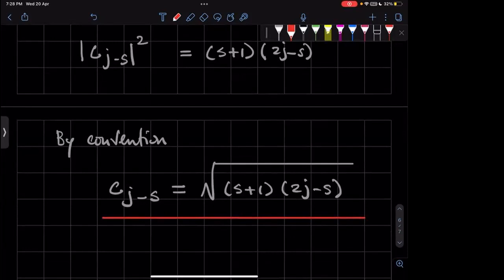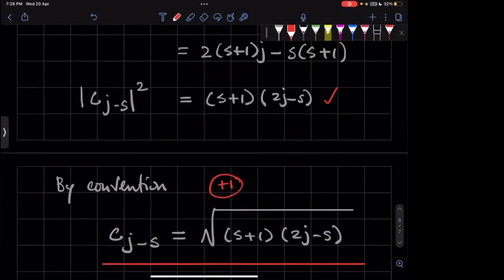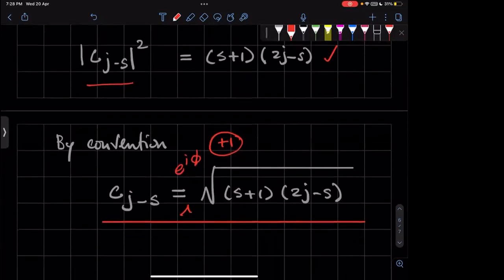Is this clear how we got here? I'm just taking the square root of this equation. Okay, any questions so far? So what did we choose the phase to be in this exactly? Yeah, well, we chose it to be plus 1. The thing is, in this equation, I could have put e to the power i phi for any real constant phi, right? So I chose the phase to be this one.